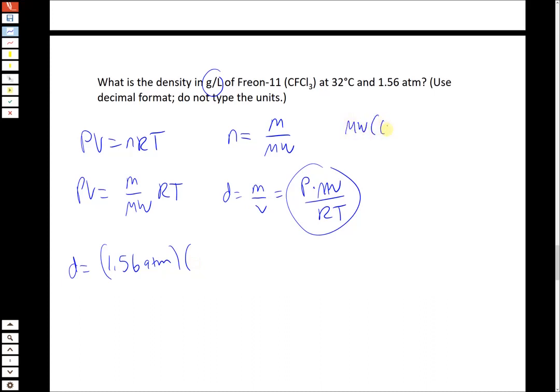The molar mass for CFCl3 is just carbon plus fluorine plus 3 chlorines. I'm not going to go through that, but calculating molar mass is something we should be pretty good at now. So 12.01 for carbon, 19 for fluorine, and 3 times 35.45. I got 137.36 grams per mole as the molar mass. So we'll put that directly into here.